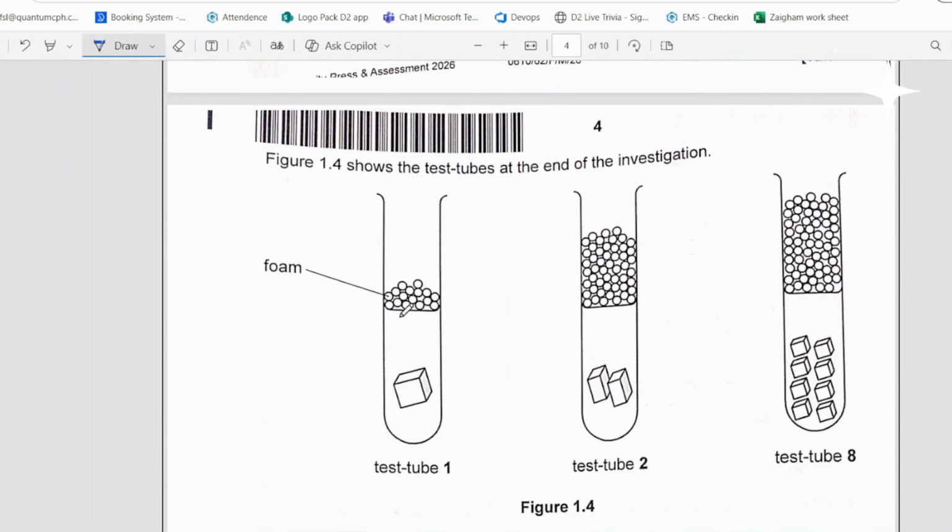Let's see what the reading is. You have to take the reading, but keep in mind that when you measure the foam, it should be from the top bubble. Use the top bubble to find the height.